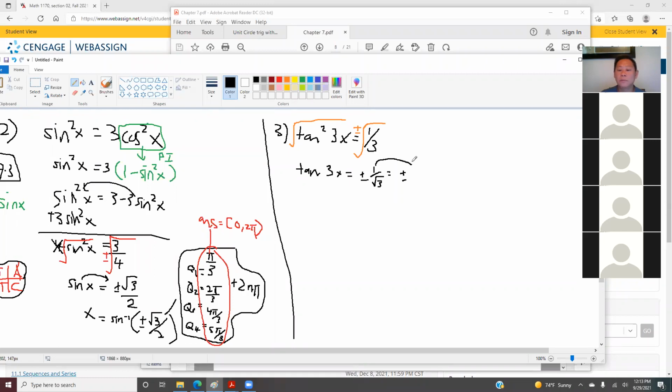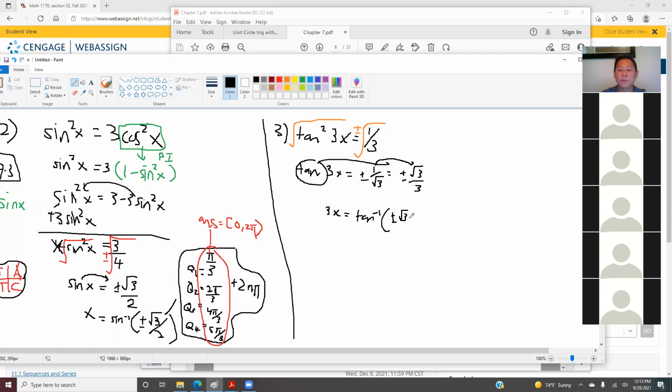Anyone rationalize? Isn't it root 3 over 3? Yep. So, because we want to solve for x, I would remove the tangent over. So 3x in this case will be the arctangent of plus minus root 3 over 3. And because of the plus minus, you will have 4 quadrants.